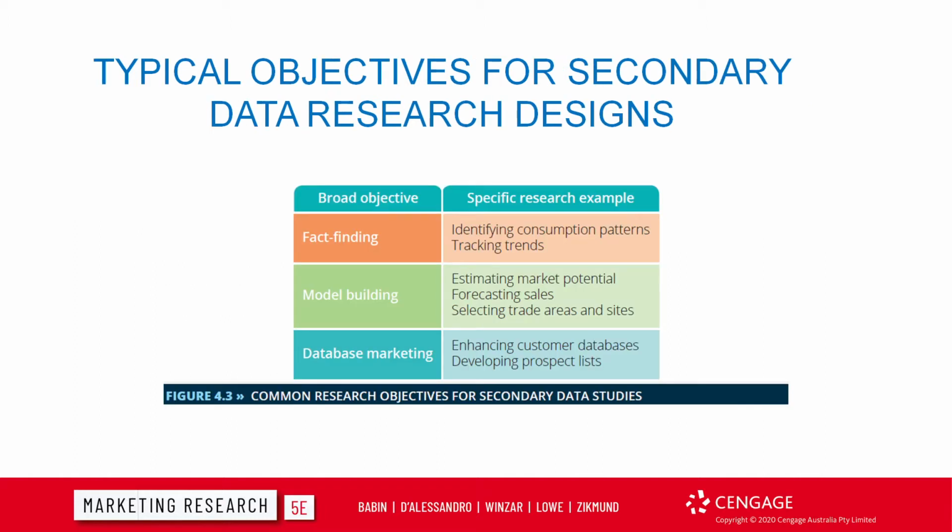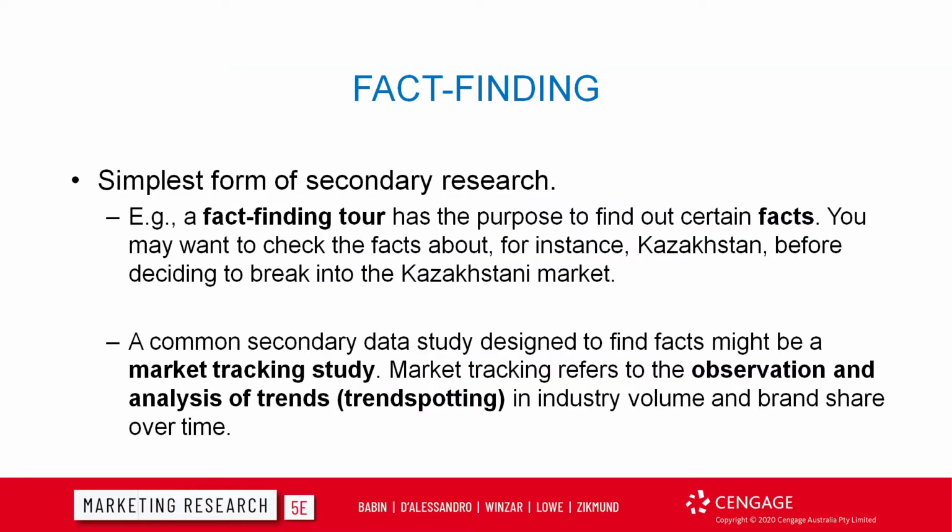To use secondary data in the marketing research project, we should have one of the main three objectives in mind. It is either fact-finding, model building, or database marketing. Fact-finding is the simplest form of secondary data research. It refers to the gathering of information, which is often part of preliminary research.